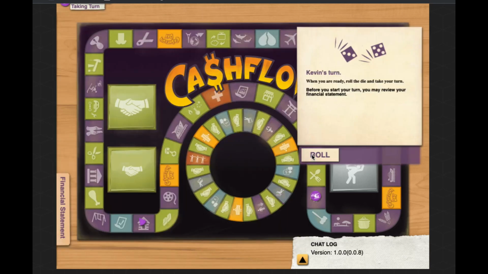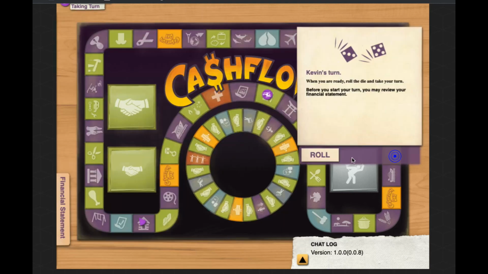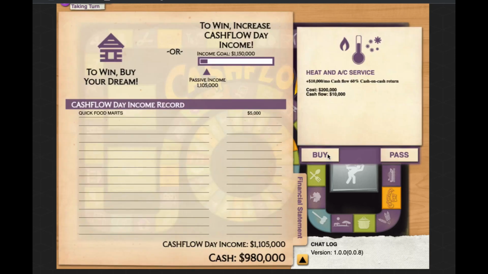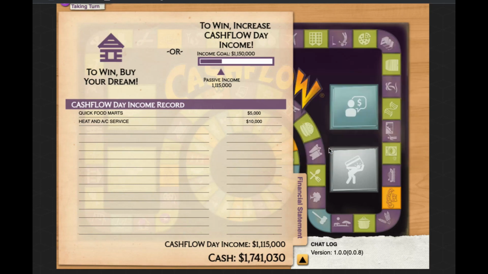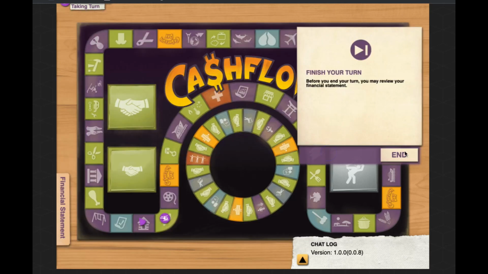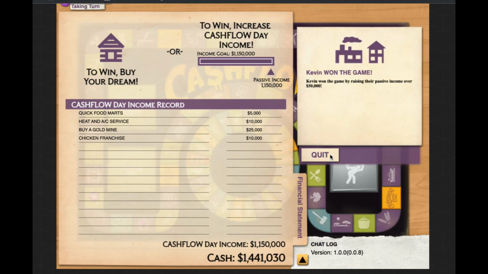So when you get outside of the race, it's kind of boring. You're trying to get to your dream or just increase your cash flow. So essentially you just go around the board, taking whatever cash you have on here. This is your statement here. So I have $1 million, and I'm just going to buy whatever I can until I either increase my cash flow or get to my dream. So this part of the game is just kind of boring. See, I beat the game just like that.